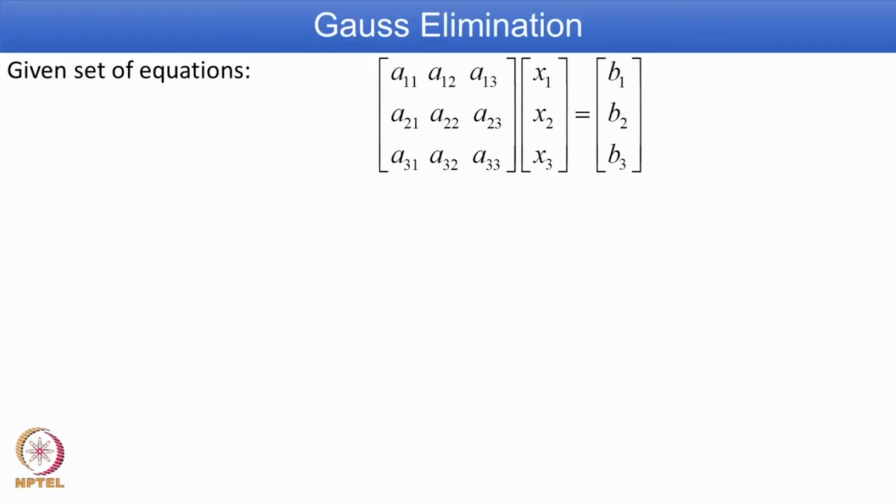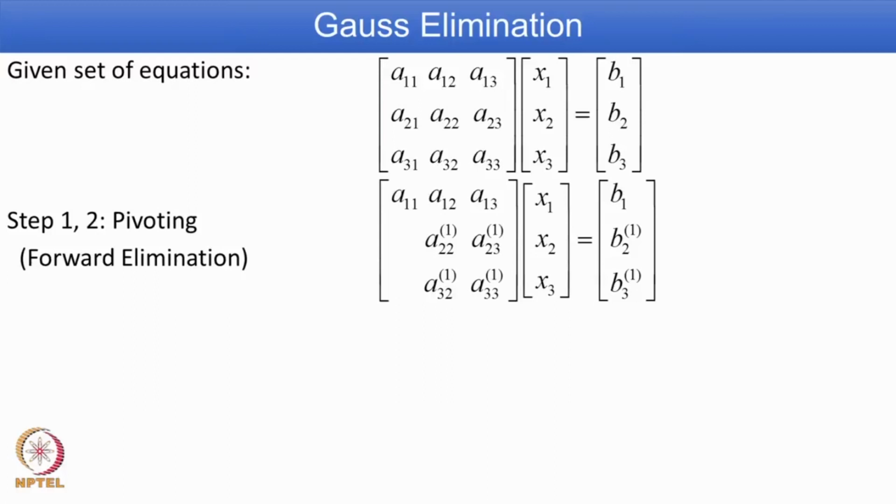We will see the procedure for a 3 by 3 matrix. Here the elements are given, A11, A12, A13 for example, and the column vector of unknowns x1, x2, x3. On the right side you have B1, B2, B3. There are only 2 steps in this, because you have only a 3 by 3 matrix. Steps 1 and 2 involve pivoting, and that stage is called forward elimination.